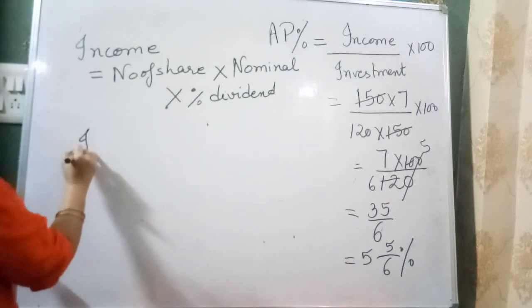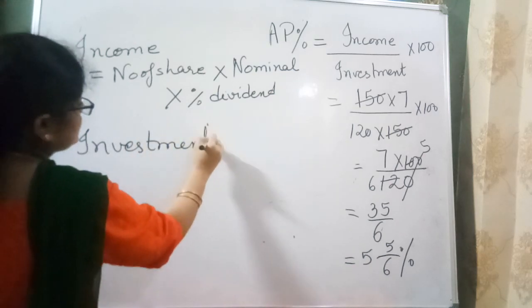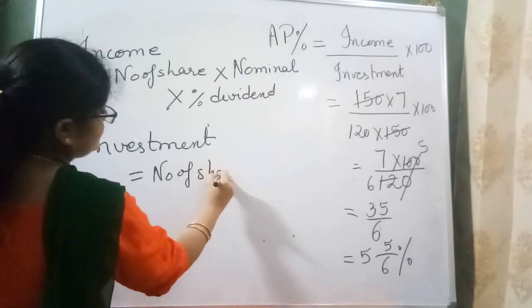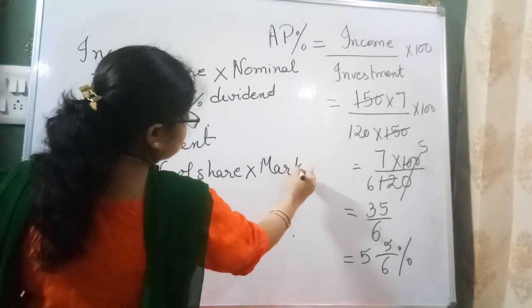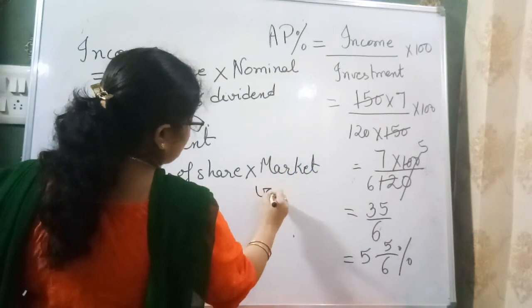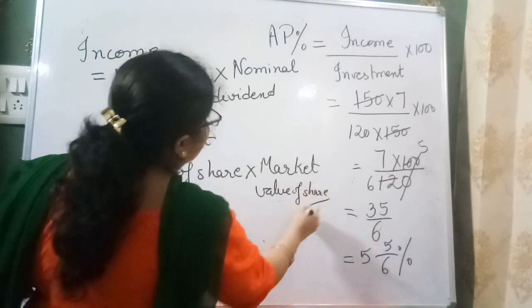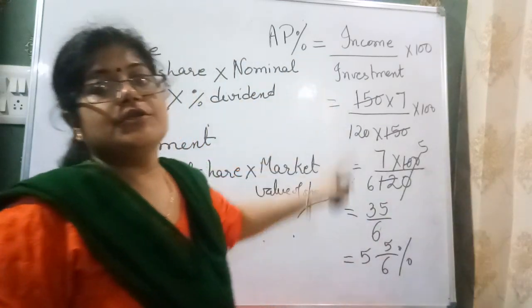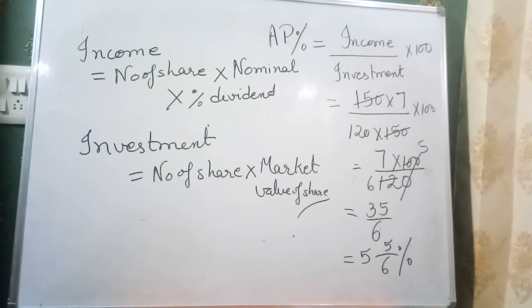Now, how will you find the investment done by the shareholder in the company? You have to use the formula: investment is equal to again number of shares into market value of the share. And when we have to find the annual profit percent, we just divide the income by investment into 100. Just note it down, and after that I will tell you another type of question.